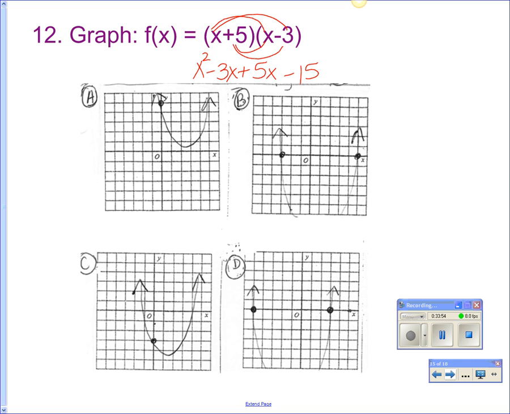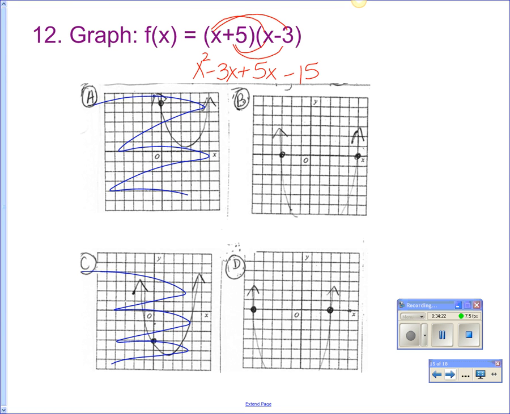Okay, does it open up or open down? Opens up. Do all the answer choices open up? What is the y-intercept? Okay, which two definitely do not go through -15? A and C. Okay? I know this is a lot today.